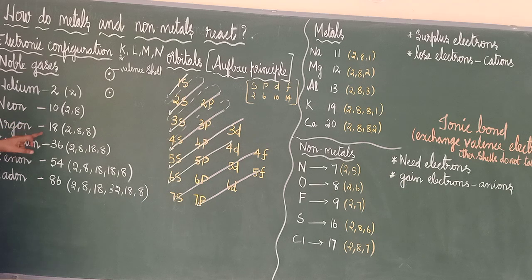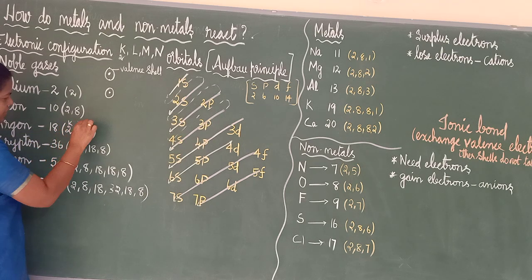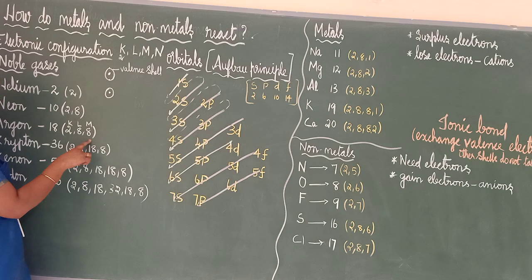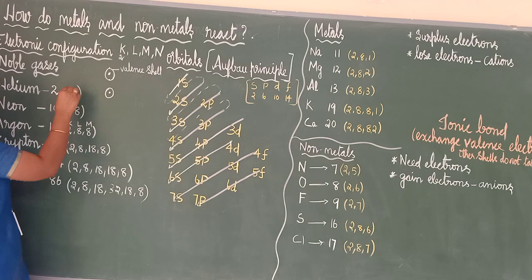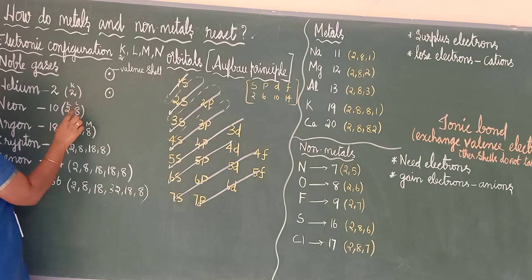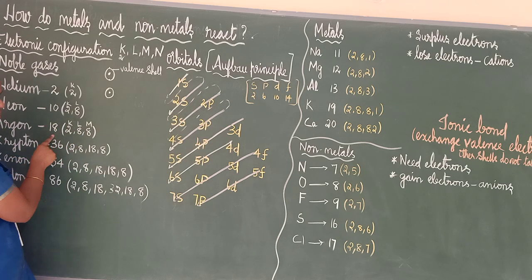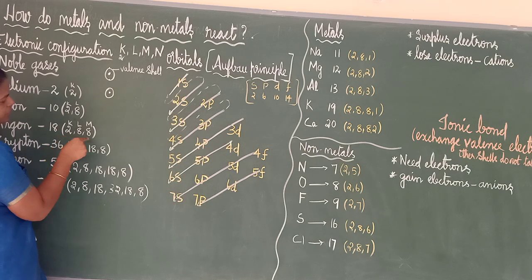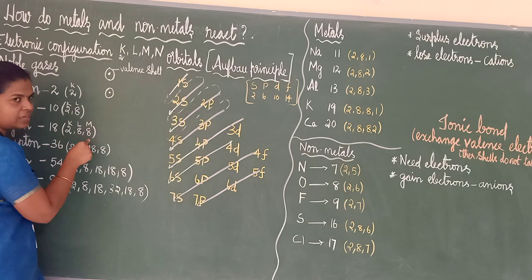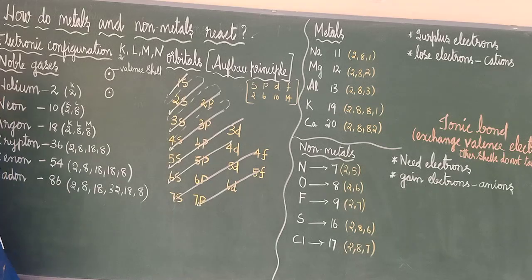Okay, argon. Argon's atomic number is 18. The same way, if you split it, 2, 8, 8. This is K shell, this is L shell, this is M shell. Here which is the valence shell? M shell is the valence shell. 8 electrons will be seen in the outermost shell. Argon, you have atomic number 18, you split it into 2, 8, 8, and the last shell is called the valence shell, which has 8.